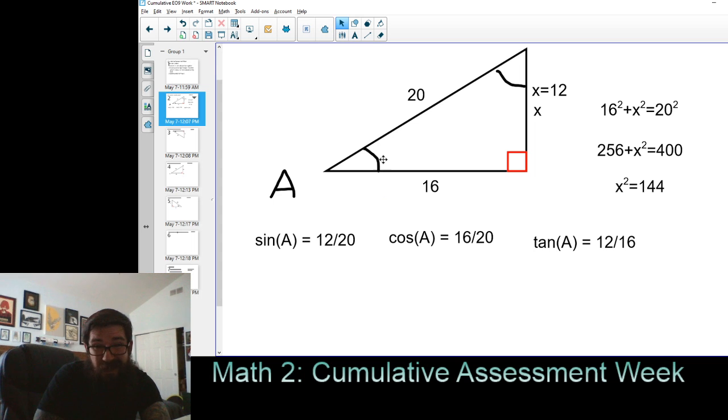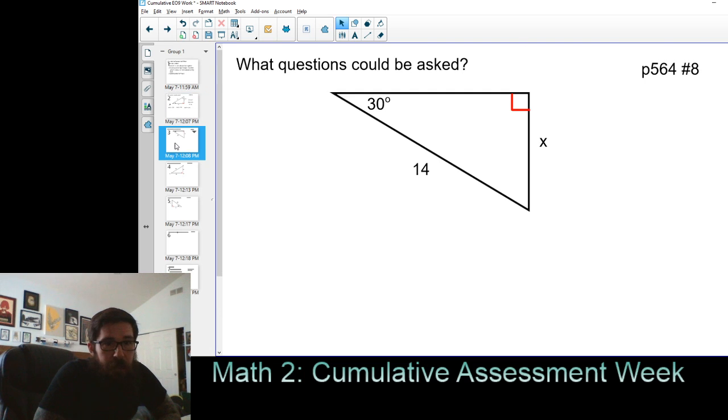There you go. Once you get that other angle, you can just do 180 minus 90 minus that to find this one. But even if I don't ask for that, your brain can kind of be telling you, hey, which one works best for you? How could you approach that? If I gave you this, page 564, number 8, what questions could be asked?